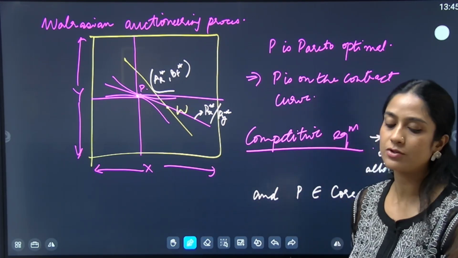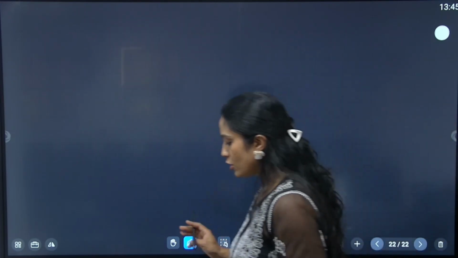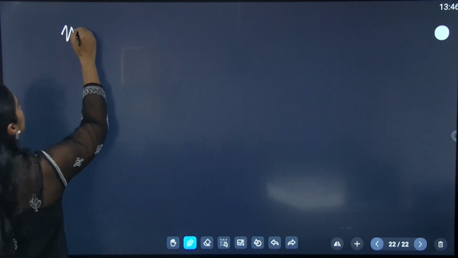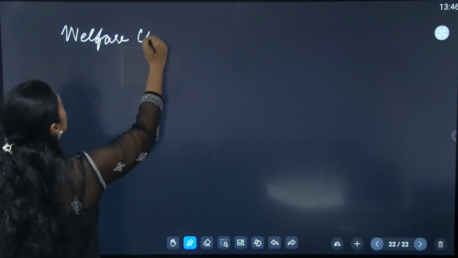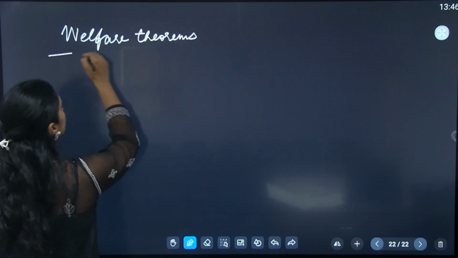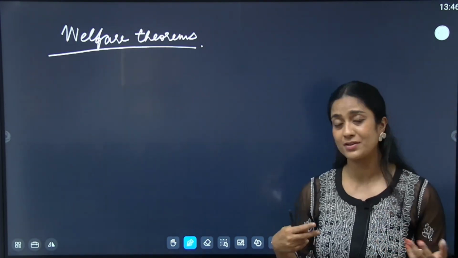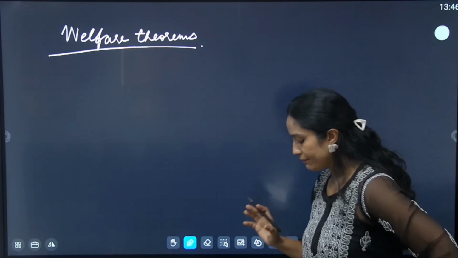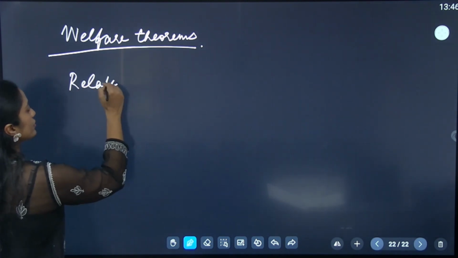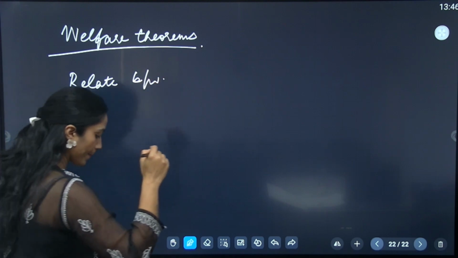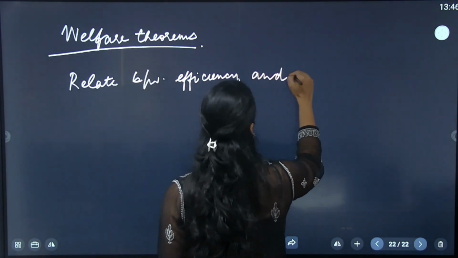Okay? So this brings us to the final section in this lecture, which are the welfare theorems. Okay? So what are welfare theorems? There are two welfare theorems. There's the first fundamental theorem, the first and the second fundamental theorem. The essential idea of welfare theorems is that these theorems talk about the relationship between efficiency and market mechanism.